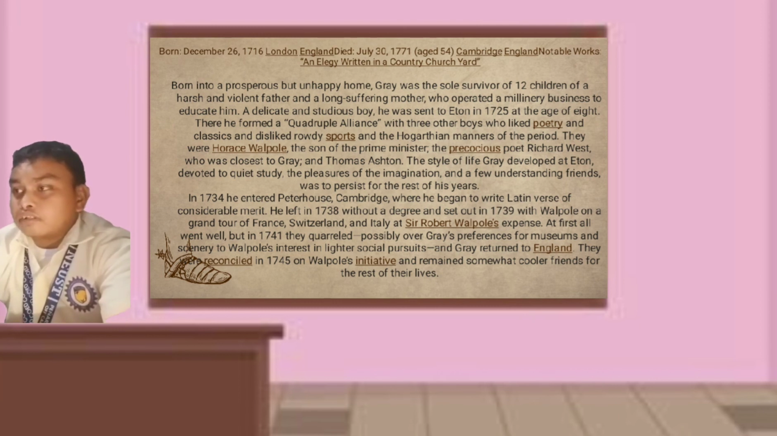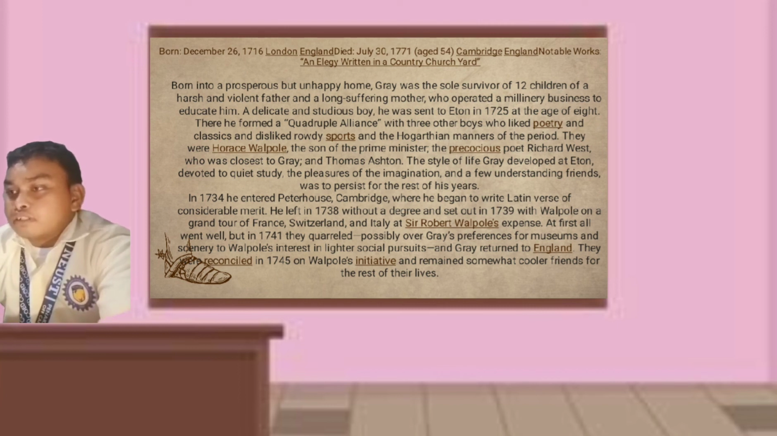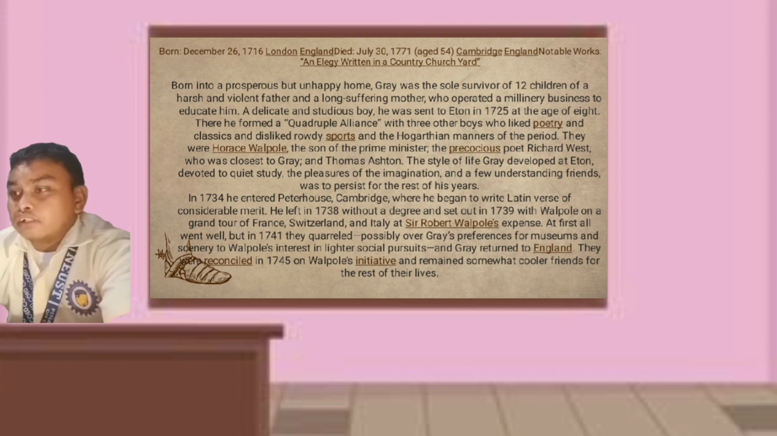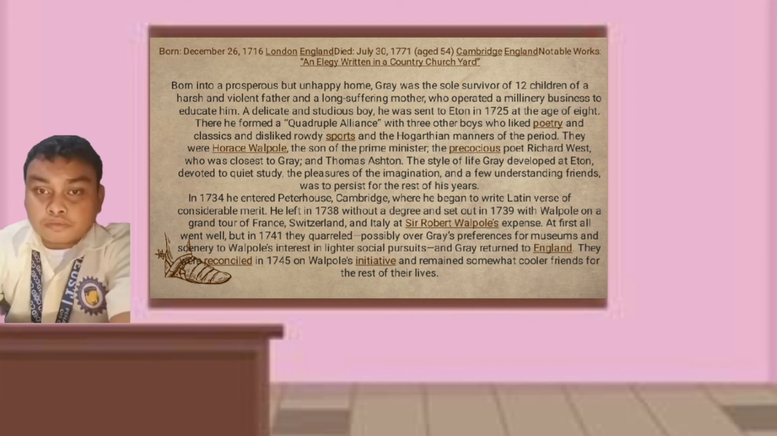At the age of 8, there he formed a quadruple alliance with 3 other boys who liked poetry and classics and disliked rowdy sports and the haggard manners of the period. They were Horace Walpole, the son of the Prime Minister, the precocious poet Richard West, who was closest to Gray, and Thomas Ashton. The style of life Gray developed at Eton, devoted to quiet study, the pleasure of the imagination, and a few understanding friends, was to persist for the rest of his years.